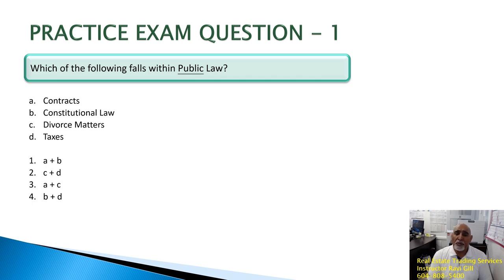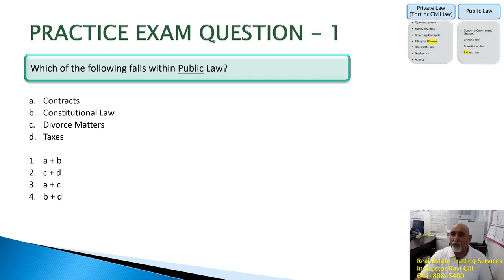So remember what public law was. If you go back to your notes, in one of the slides where we had private law and public law, we said that private is small stuff between people and companies. Public is between government, or another word for government is state, and people and companies. So the big stuff is public, and we want to know which one's public. So contracts, not public. Constitutional law, public. Divorce, not public. Taxes, public. So if we know one of these, we know B is public.